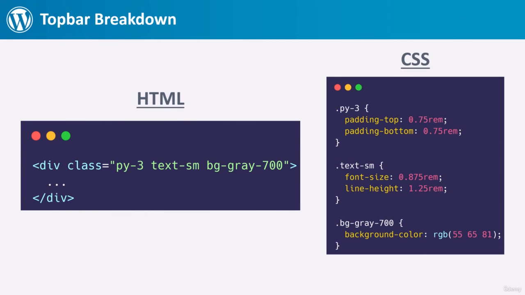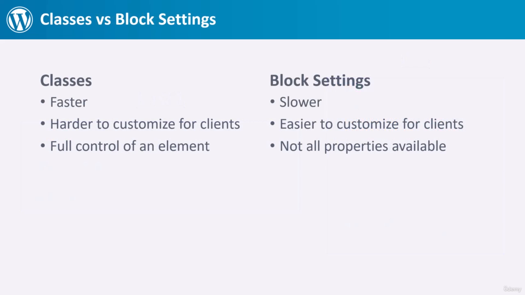On this element, we're going to find 3 classes called py3, text_sm, and bg_gray700. The py3 class will apply padding to the top and bottom of the element. The text_sm class will lower the font size. Lastly, the bg_gray700 class will change the background color. Seems simple so far. However, as developers, we need to make an important decision.